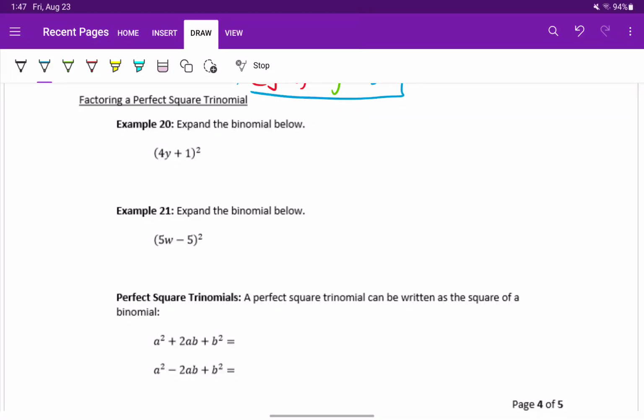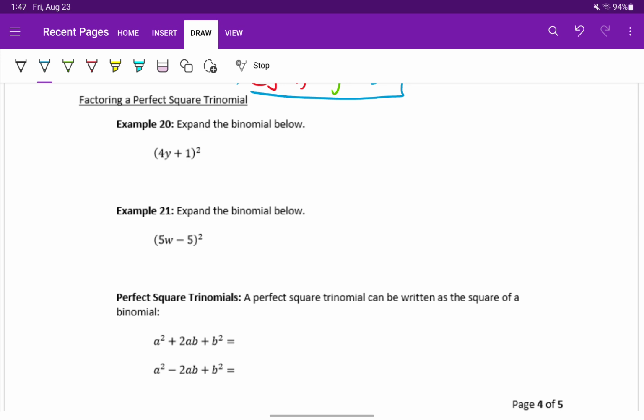The AC method, or factoring by grouping, is a good general method for factoring trinomials, but there are some special cases, and if we catch on to those special cases, we can speed up our process of factoring, which is great. Anytime we can work a little faster, save ourselves some legwork, that's a good thing. In examples 20 and 21, we want to look at some special cases.